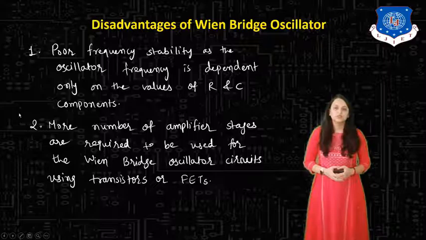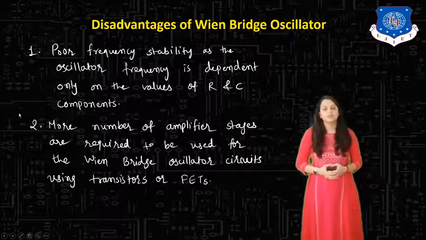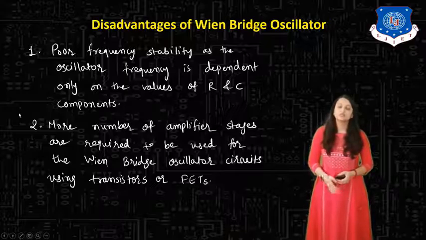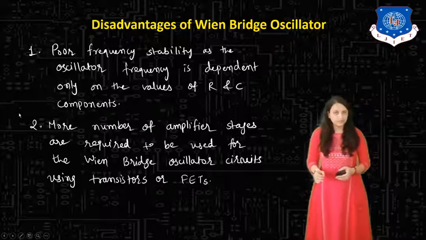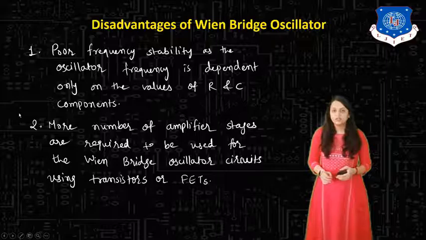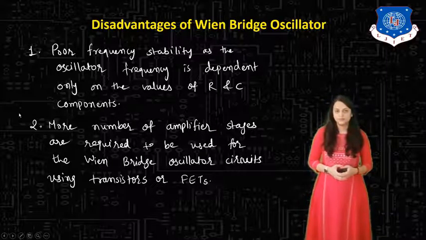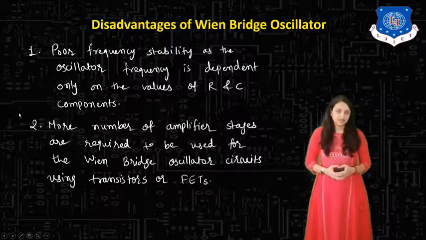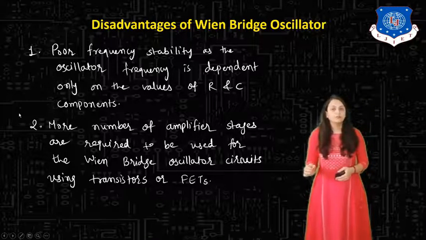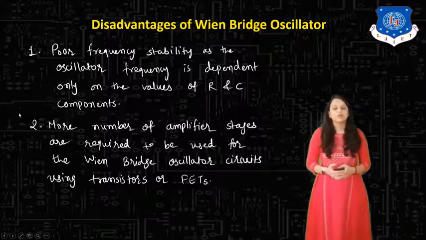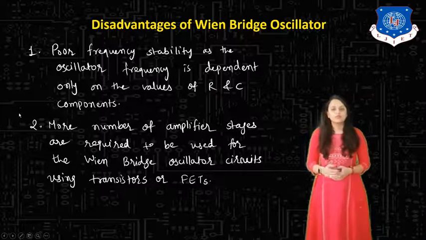Now, let us see the disadvantages of Wien bridge oscillator. The first disadvantage is that it has poor frequency stability, as the oscillator frequency is dependent only on the values of R and C components. And the second is that more amplifier stages are required for Wien bridge oscillator circuits using transistors or FETs.